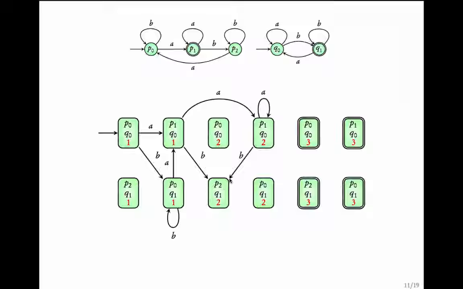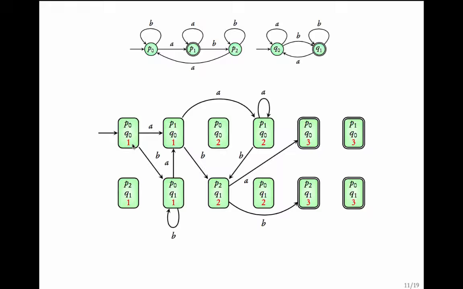Let us try to look at transitions out of this state. P2 on an A goes to P0, Q1 on an A goes to Q0. Moreover, Q1 is an accepting state. So P2 Q1 should go to P0 Q0 3 on an A. This is what happens. Similarly, P2 Q1 on a B stays in P2 Q1, but since Q1 is an accepting state, you go to 3.